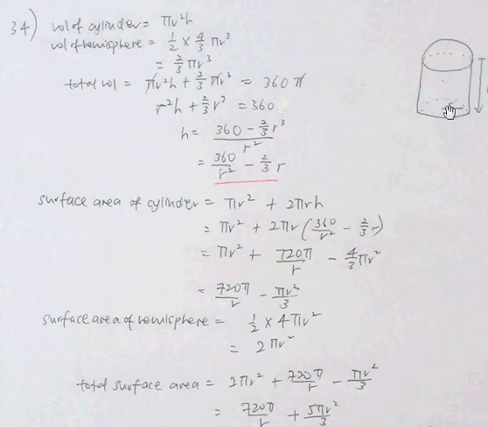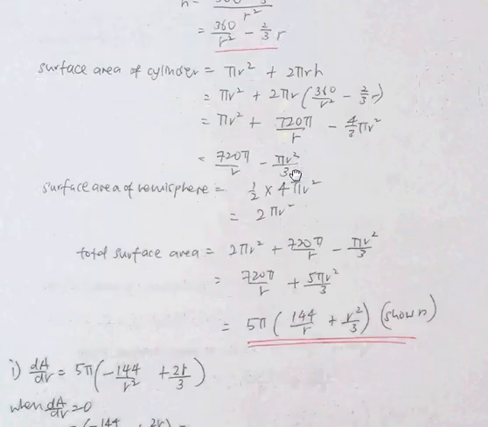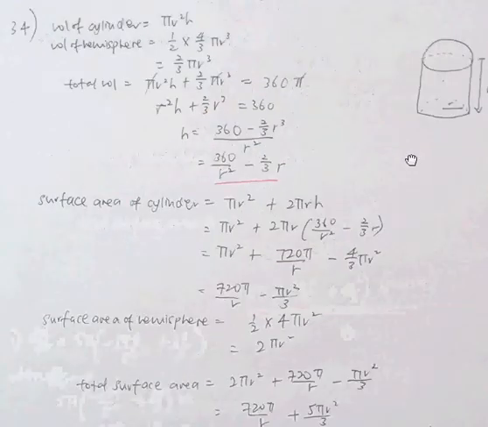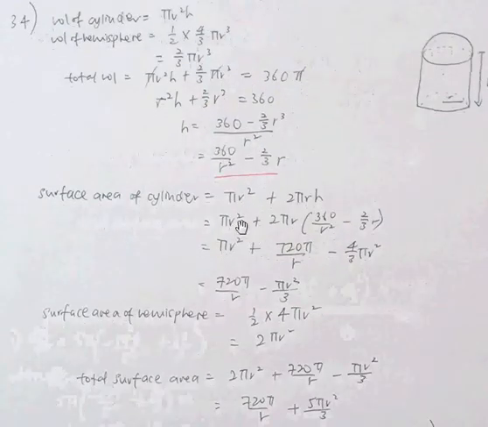We are given this diagram, which consists of a cylinder and a hemisphere at the top. The cylinder has a radius of r and a height of h. We have to express the total surface area A as 5 pi times (144 over r plus r squared over 3). We have to show this. But before that, we have to express h in terms of r first.